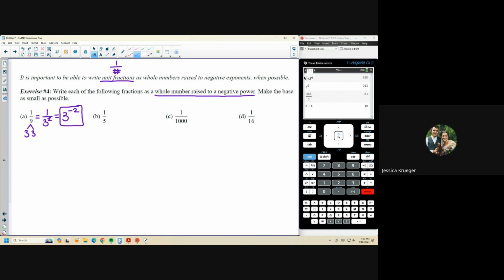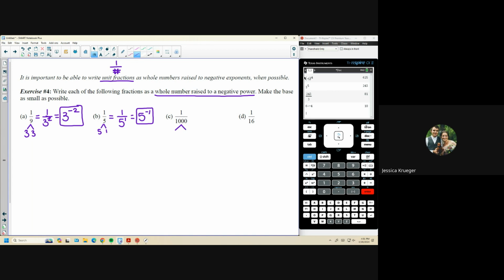Okay, let's look at 1 over 5. Can 5 be broken down? Well, 5 can only be written as 5 times 1, so it can't. So the only way I can rewrite this is 1 over 5 to the first power. Since 5 to the first is in the denominator, it must have been a negative exponent. So 5 to the negative 1.